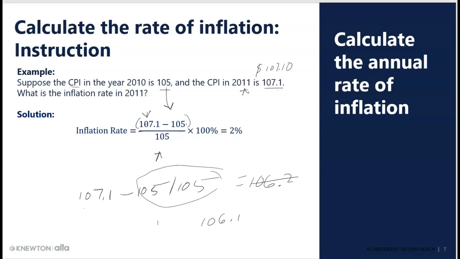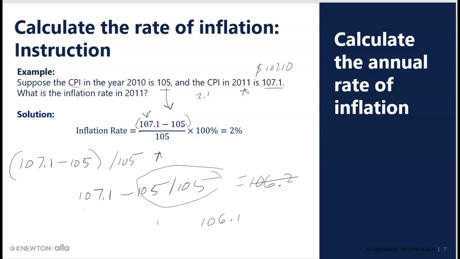This fraction bar implies grouping of the top. So you do this first, 107.1 minus 105. That'll give you 2.1, and then you do 2.1 divided by 105. Be very careful if you're using a calculator and you're trying to do all of this in one step. I don't recommend it. I recommend doing the top first. But if you do it in one step, you must put that in parentheses in the top.